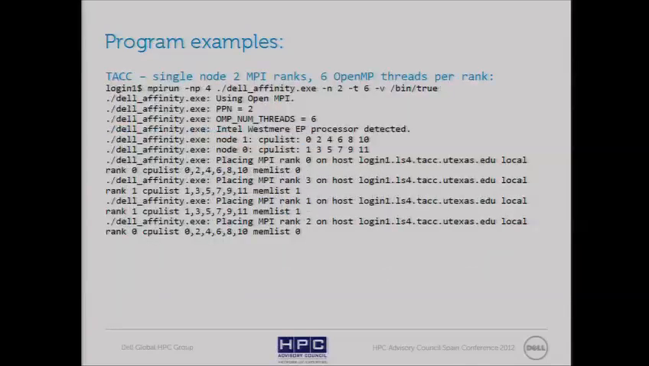And what you see here, this is on TAC in Texas on a Westmere node, where I have 2 MPI ranks and 6 OpenMP threads per rank. I use OpenMPI. Then you see that the core list is again scattered. So all the even cores are on the first socket, and all the odd cores are on the second socket. So it's not only the 4-core Intel or AMD, but also the Westmere dual-core nodes have this.